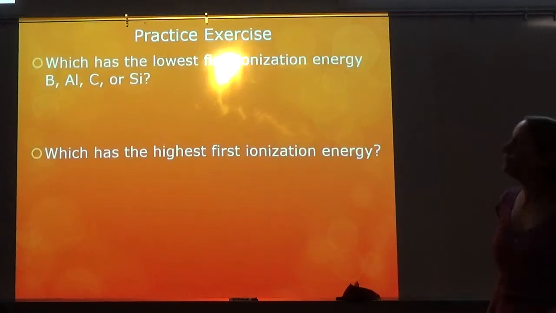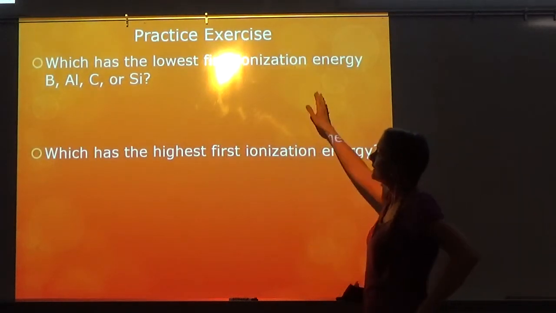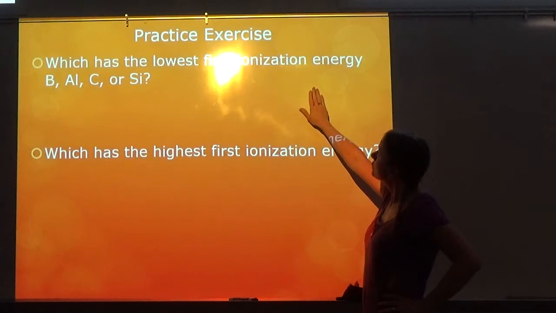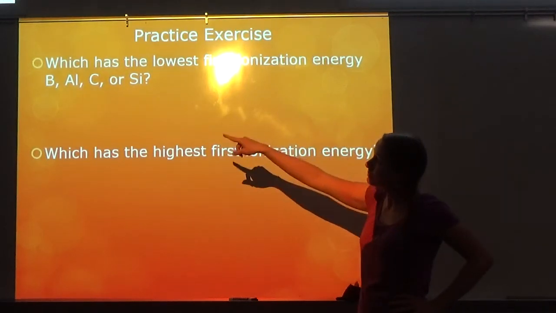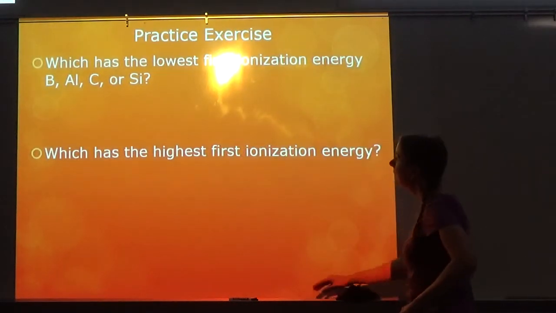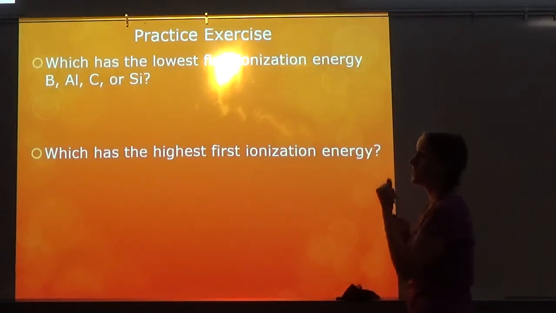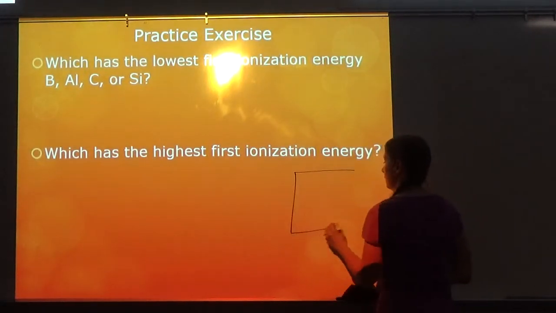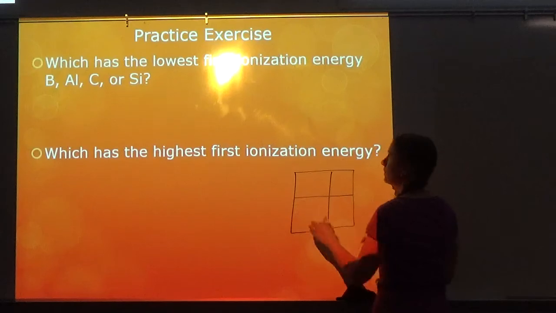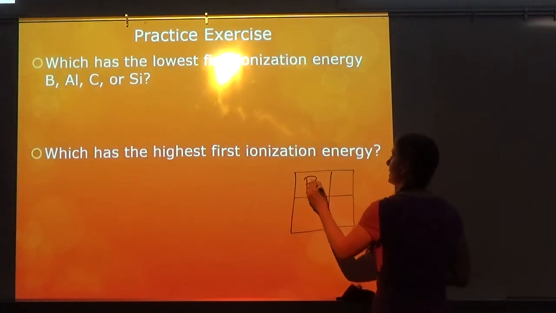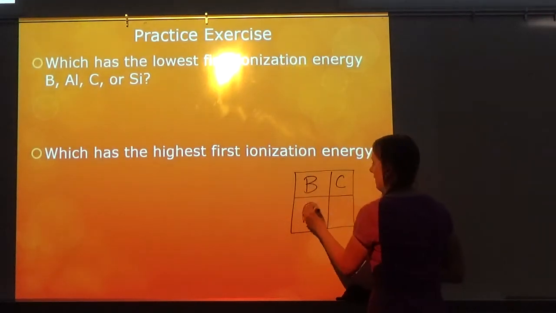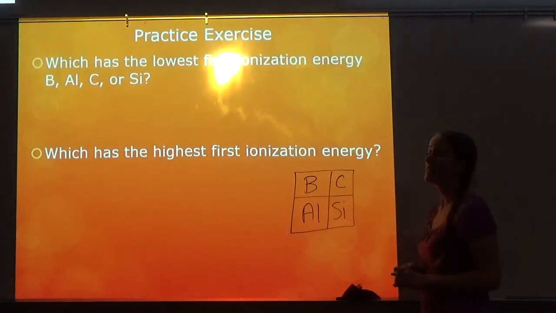Right? So maybe pause it and try these next two real quick. So it says which has the lowest first ionization energy between B, Al, C, or Si, and then which has the highest first ionization energy. So again, if you don't have a periodic table, the setup of these are B, C, Al, Si. All right, so that's the setup.